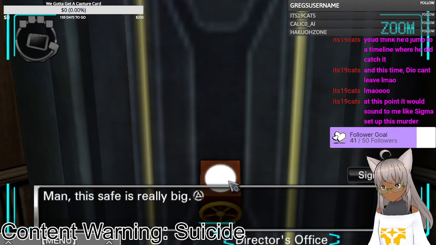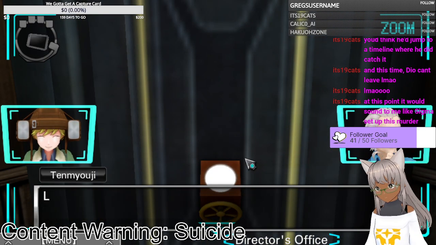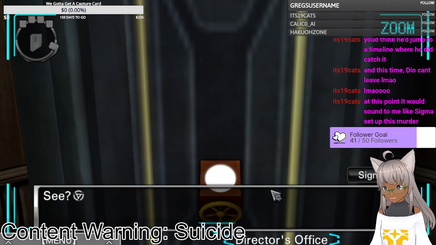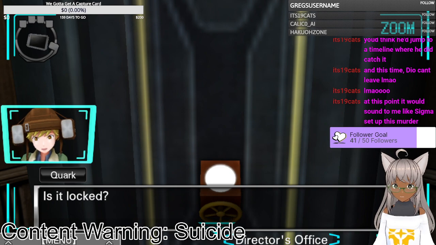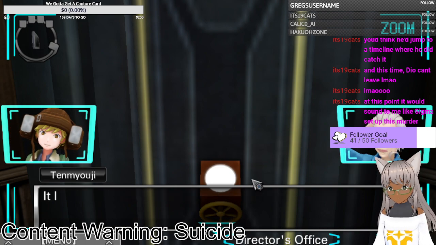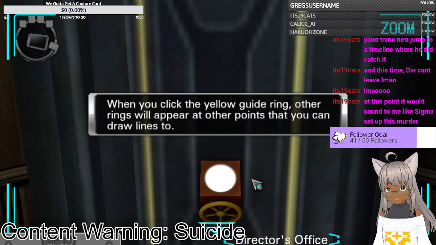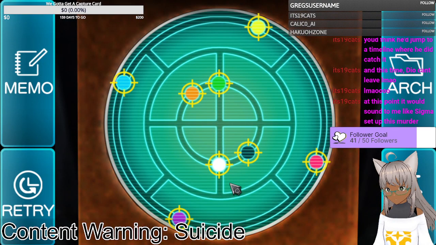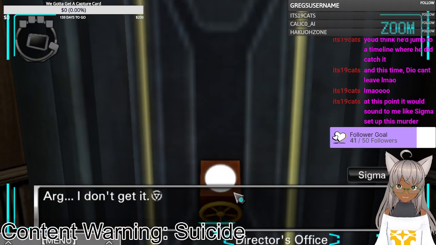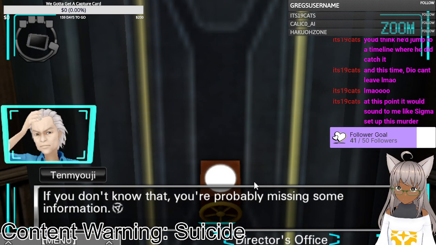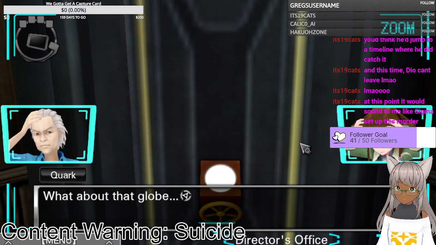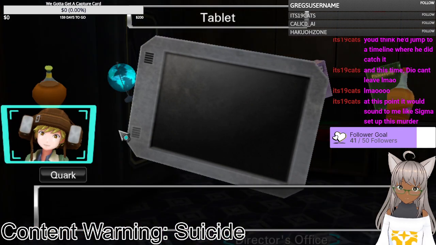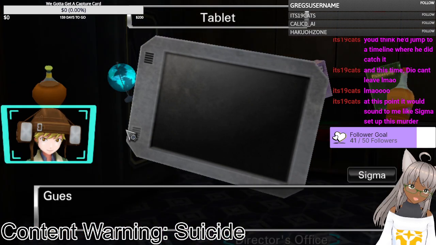What's this? Oh wait, is this gonna be like in the first game where you had a big puzzle that was just a bunch of puzzles we did before all put together? Because that input panel looks familiar. We don't have the answer yet though. What about the globe? No, not this one.